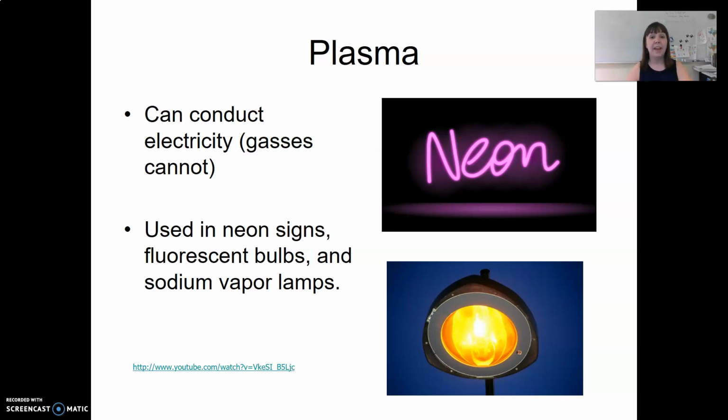Okay, those gases turn into plasma, and like the neon sign here, they're used in neon signs, fluorescent bulbs, and your sodium vapor lights. So one last video, and we will finish our look at our states of matter.